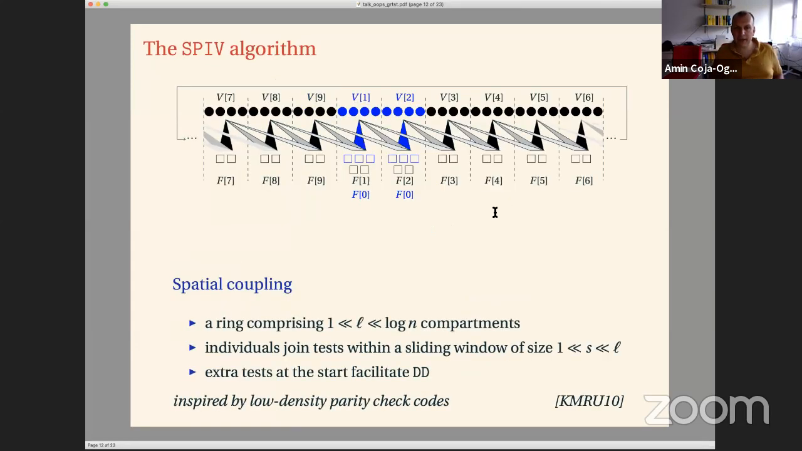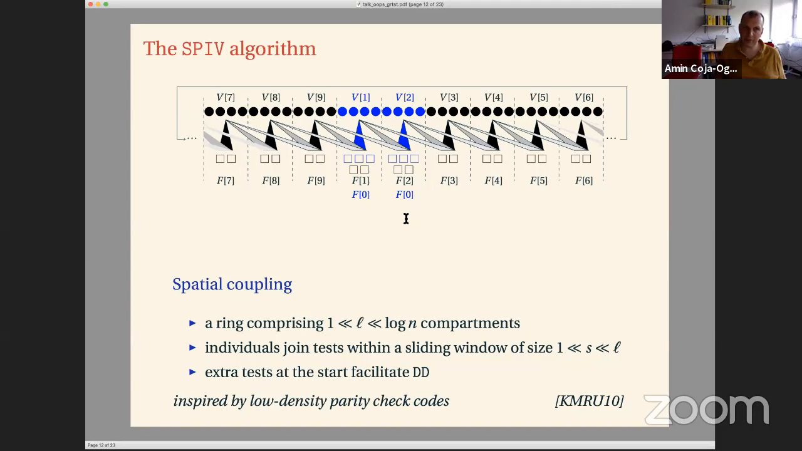Okay, so how does this test design work? It's actually inspired by some work on low-density parity check codes. Low-density parity check codes are very powerful error-correcting codes, and they can be decoded by belief propagation. And a particular design that is very amenable to belief propagation was proposed in this paper here. And the idea is to superimpose a geometric structure, a spatial structure on top of your random graph.